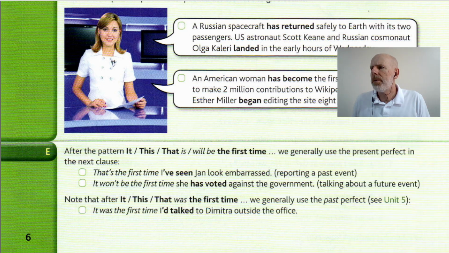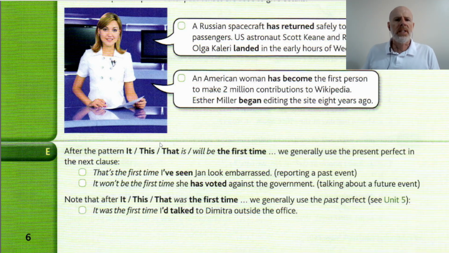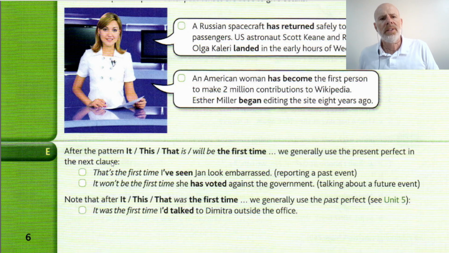Let me move upwards to read this letter E part. After the pattern it is or it will be the first time, this is the first time, this will be the first time, we generally use the present perfect in the next clause. All right? That's the first time I've seen Jen look embarrassed, reporting a past event. It won't be the first time she has voted against the government, talking about a future event.